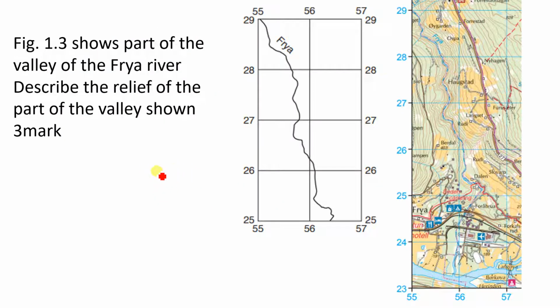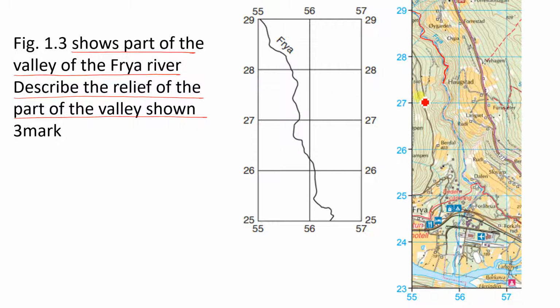Now, I have this question. They said, figure 1.3 shows the part of the valley of the Freya River. Describe the relief of the part of the valley. 3 marks. Now, this is the figure, and this is the Freya River. Now, if you check the original map, then look at the river here. The Freya River is what you have here. Okay, so what is now the relief?